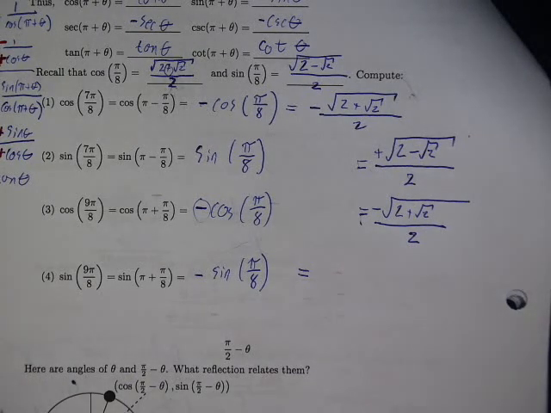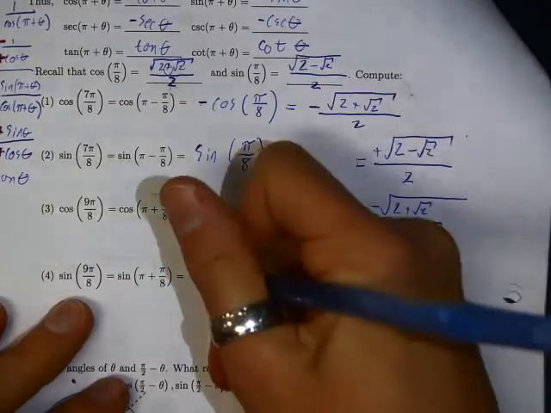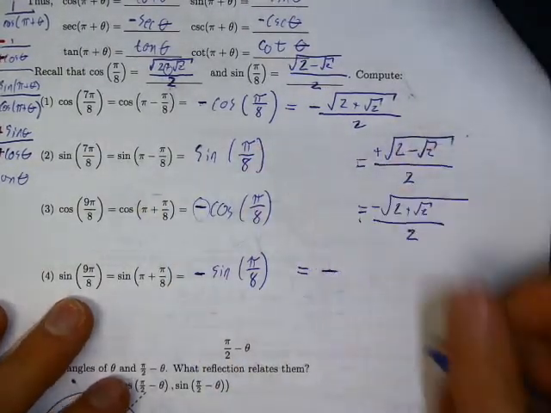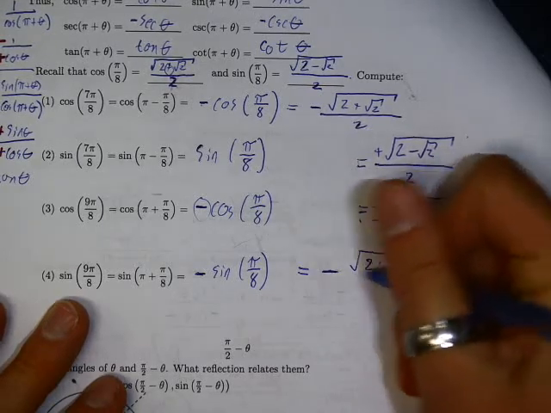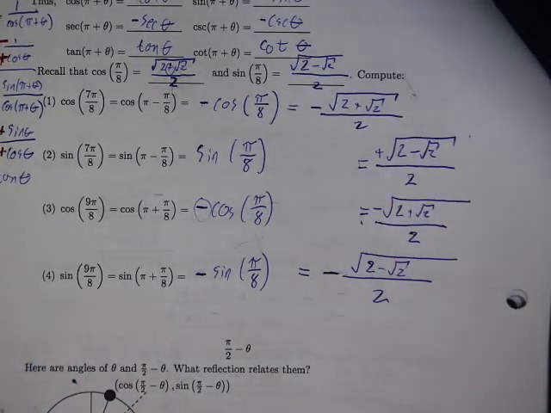Do I know what the sine of pi over 8 is? Yeah. So I'll just keep that negative sign around. So this negative is the same as that negative. Square root 2 minus square root 2 all over 2. People feel pretty good about that? Any questions?